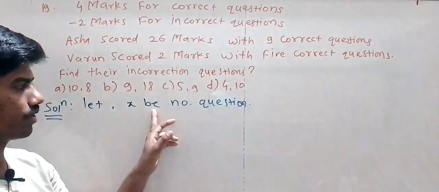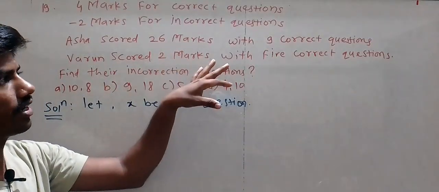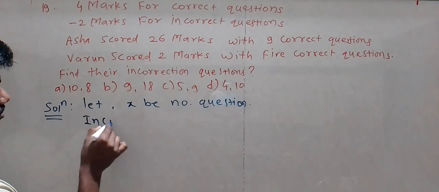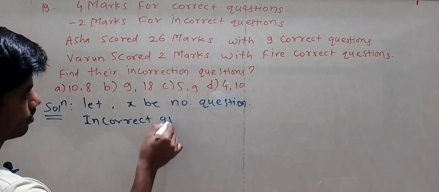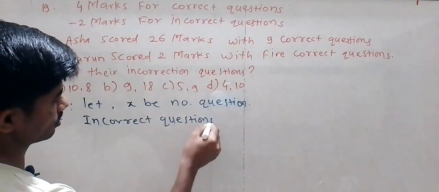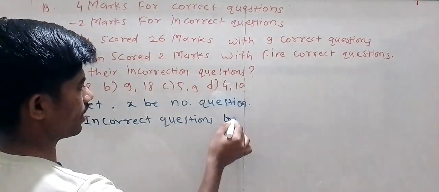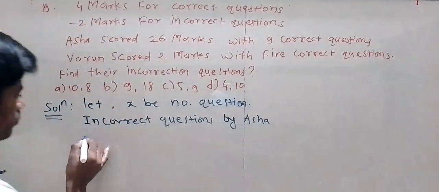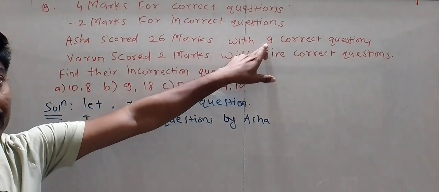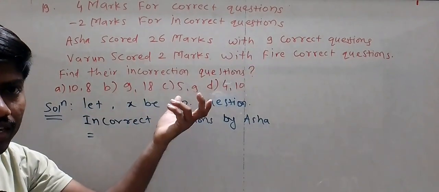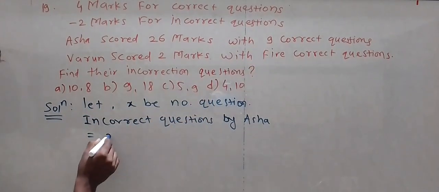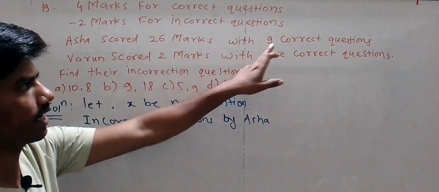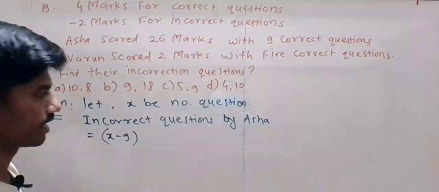If the number of questions is x, then the number of incorrect questions attempted by Asha is equal to x minus 9. Why? Because the total number of questions is x and the correct ones are 9, so the incorrect ones become x minus 9.